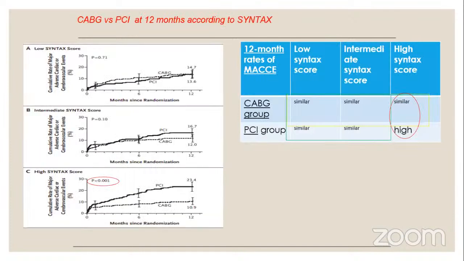According to the SYNTAX score, again, they investigated the rate of MACE between the two groups, PCI and CABG. Patients who had a low SYNTAX score and patients who had an intermediate SYNTAX score didn't show any difference in the overall rate of MACE at a 12-month interval. However, patients who had a high SYNTAX score had a statistically significant difference in the overall rate of MACE at 12 months, favoring a higher rate of adverse events in the PCI group.